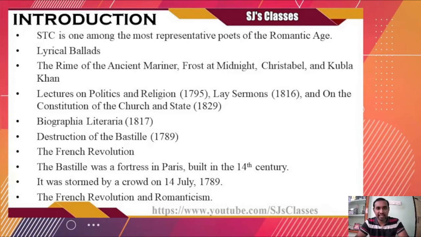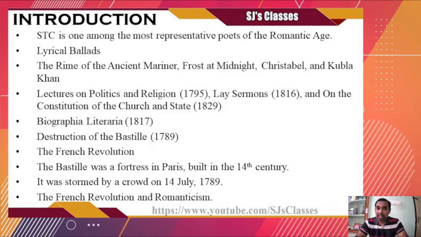That's why I said earlier that this storming, or the seizing of this fortress, is one of the reasons for the beginning of the French Revolution. And now coming to the relation between the French Revolution and Romanticism, or the Romantic writers: the French Revolution and Romanticism are two cardinal movements which have produced great politicians, thinkers, dramatists, and poets.